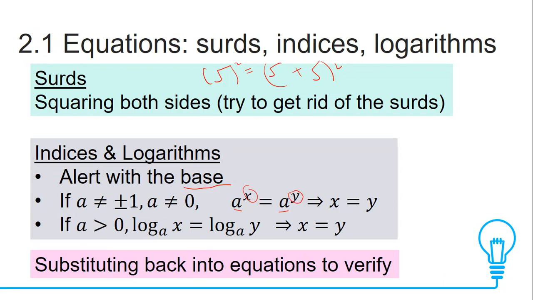For logarithms it's also the same: the base must be the same, and then we say that x and y are the same. For surds and logarithms, because they are very sensitive, the expression inside the surd cannot be negative, unless it involves complex numbers. So we need to verify our answer by substituting back into the equation.